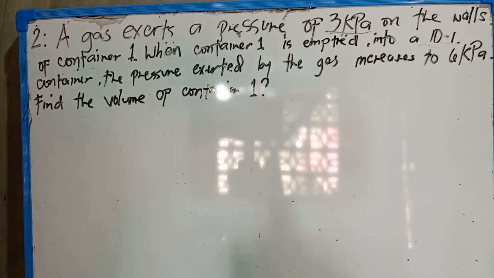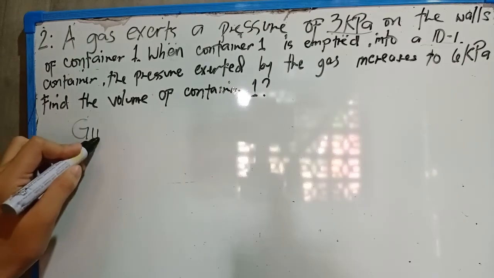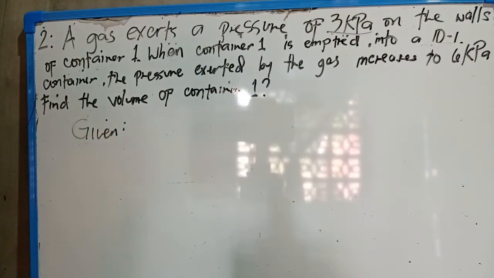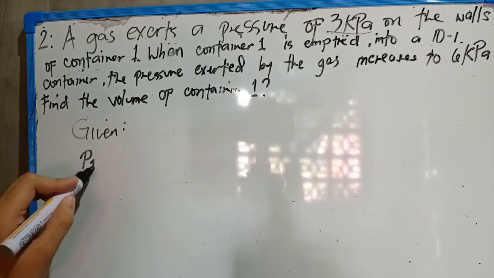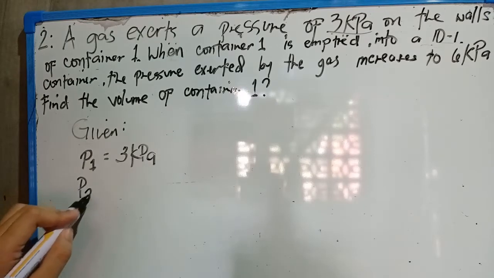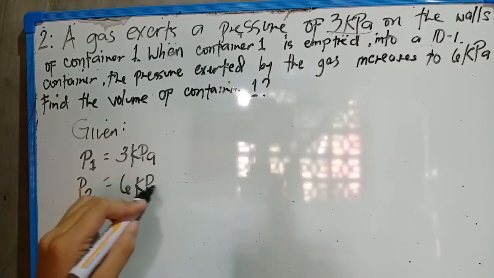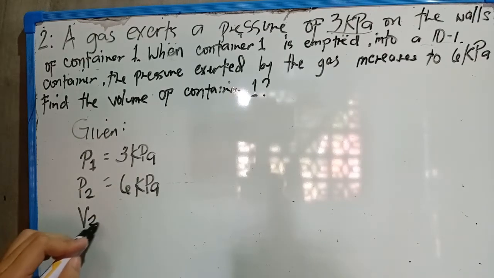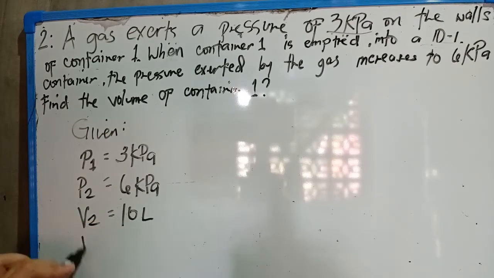So which means what we are looking for is the volume, which is the initial volume. So first, we're going to write the given. The given: our initial pressure is 3 kPa. Our final pressure is 6 kPa. And our final volume is 10 liters. So which means we are going to solve for the initial volume of the container. So okay, let's solve.